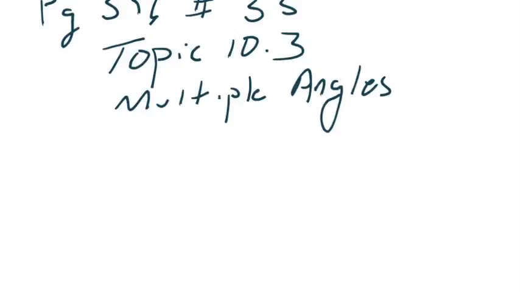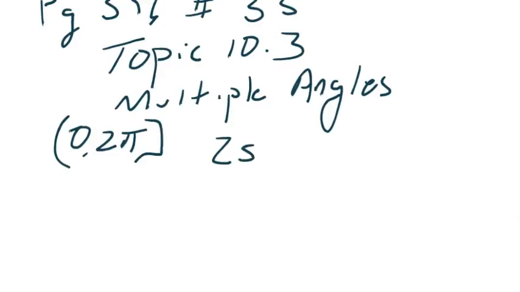This video is a demonstration of how to work problems like page 396, number 55, which is on multiple angles. It's an example of topic 10.3. So the problem is we want to solve for all of the solutions in the interval 0 to 2 pi of 2 sine of 2x equals square root of 2. Now, this 2 right there is what makes that a multiple angle problem.